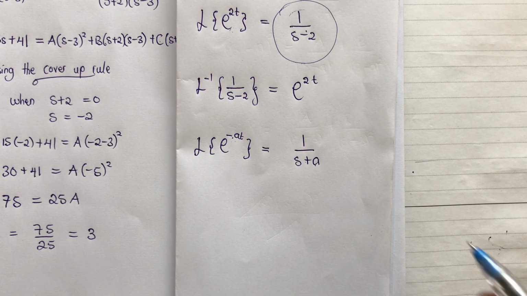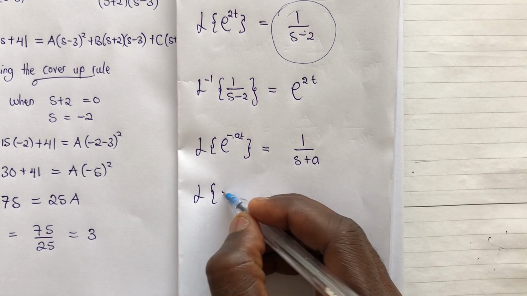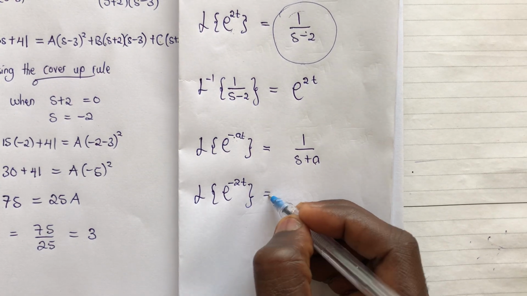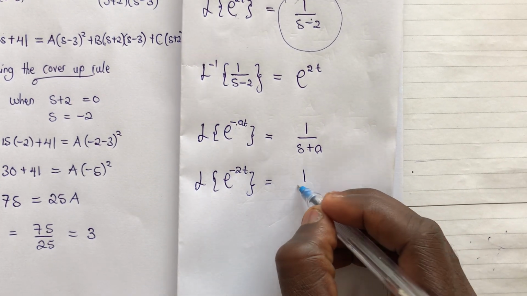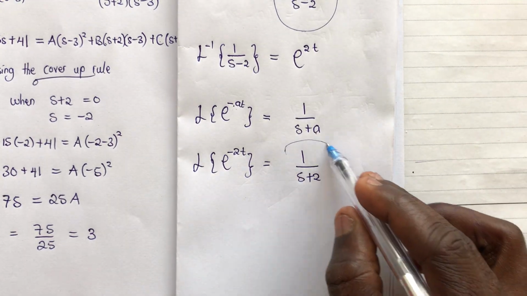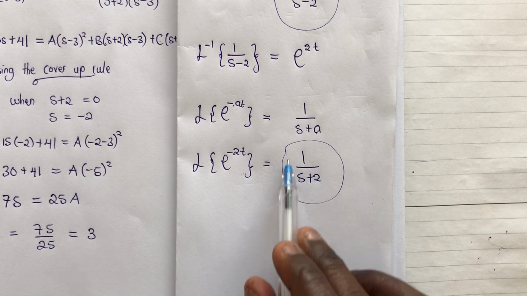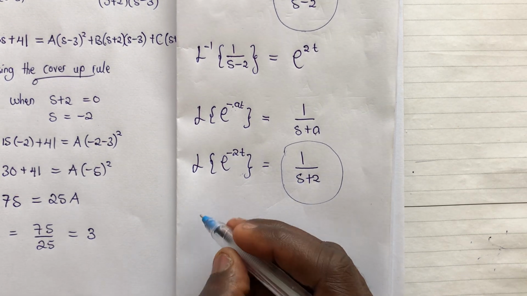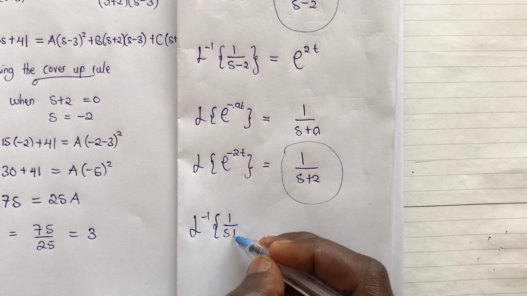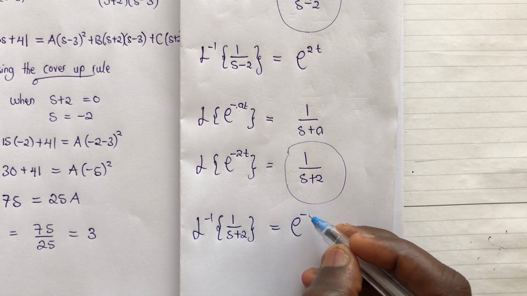Alright, so now when I have the Laplace transform of a function e to the power minus 2t, then its result becomes 1 over s plus 2. Then if I want to find this result, I need to take the inverse of what I have circled here. So the Laplace inverse of 1 over s plus 2 will give me the result e to the power negative 2t.